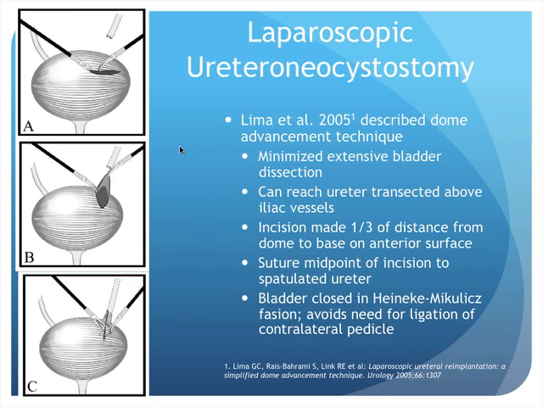An example of developments in technique, there was a study in 2005 which described their dome advancement technique, which was thought to minimize extensive bladder dissection and allow you to reach a ureter transected above the iliac vessels and preclude the need for a Boari flap. Basically what they did is they made an incision of the dome of the bladder 1/3 of the distance between the dome to the base anteriorly, and then they spatulated the ureter and sutured it to the midpoint of the incision. And the bladder was opened transversely and then closed longitudinally to get extra length. And they said that this avoided need for ligation of the contralateral pedicle.